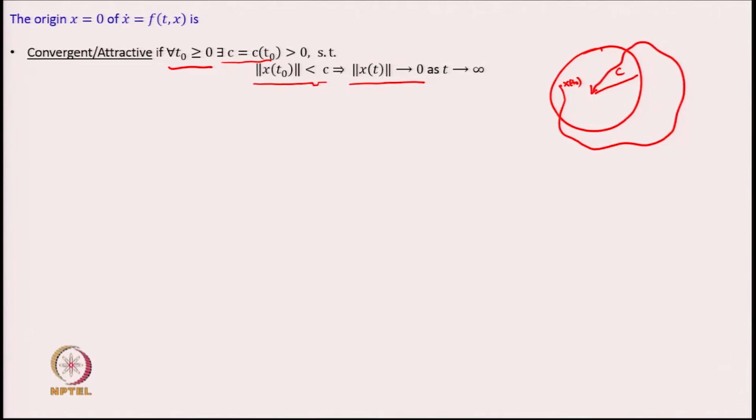So, note here that the property of convergence or attractiveness is different from the notion of stability, where we have to find a delta for each epsilon. Here that delta epsilon condition is not required to hold, rather the only condition is that the state trajectories eventually converge to the equilibrium point.